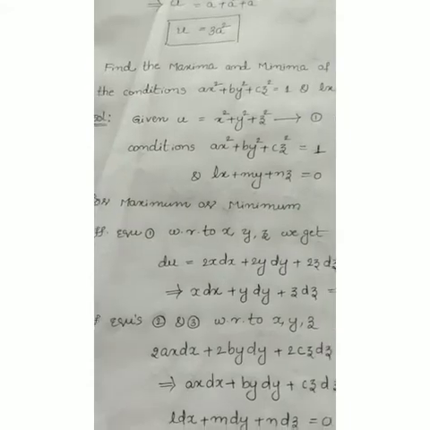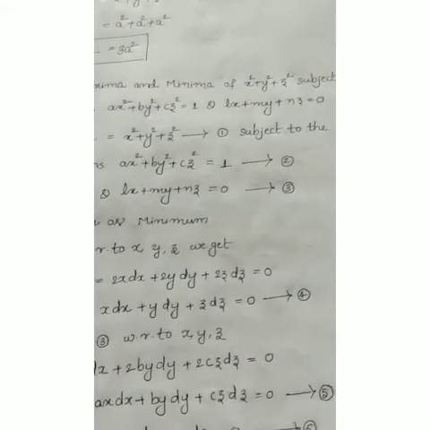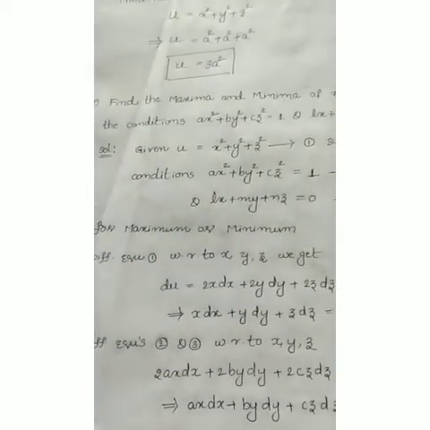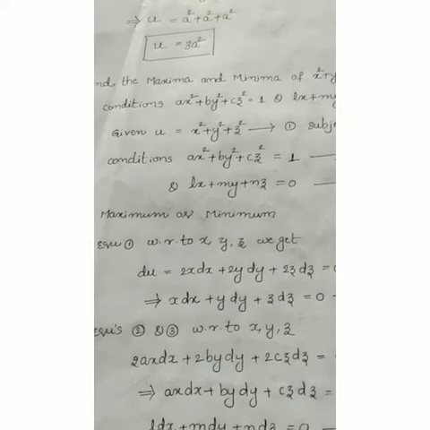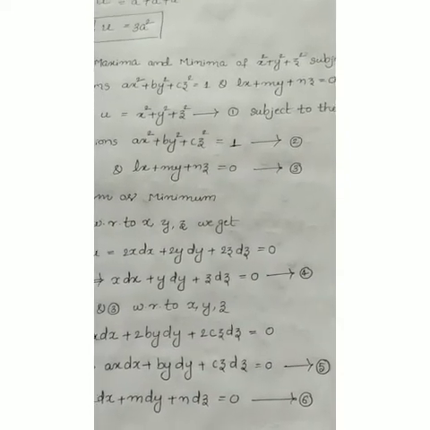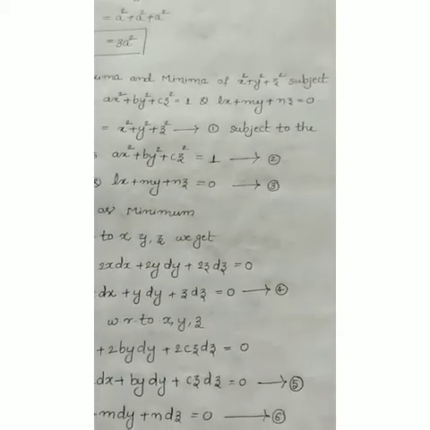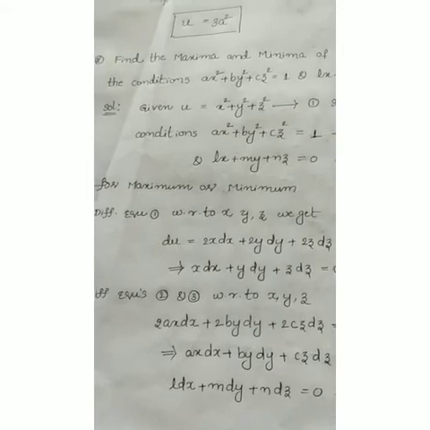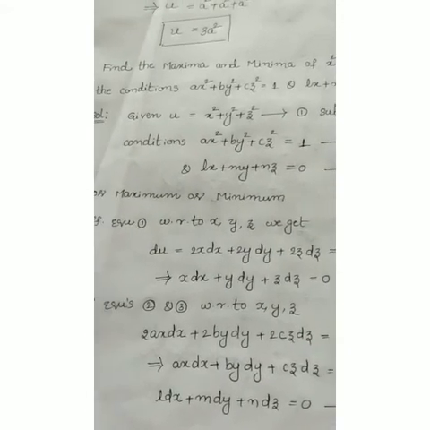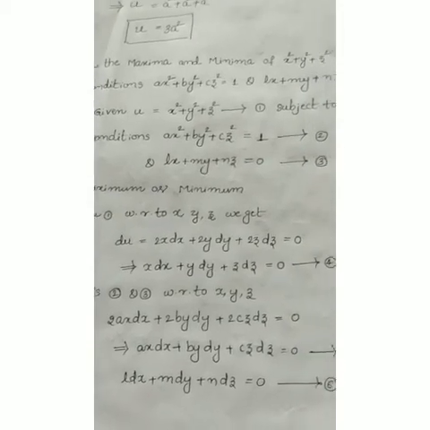Now our next problem is: find the maxima and minima of x² + y² + z² subject to the conditions ax² + by² + cz² = 1 and lx + my + nz = 0. So here the given function is in 3 variables. So the solution. Here the given function u = x² + y² + z². This is equation number 1.